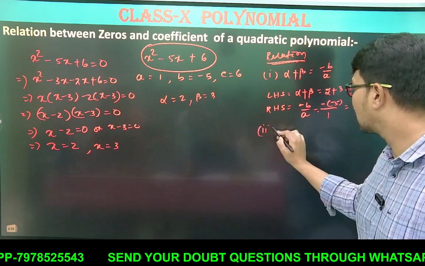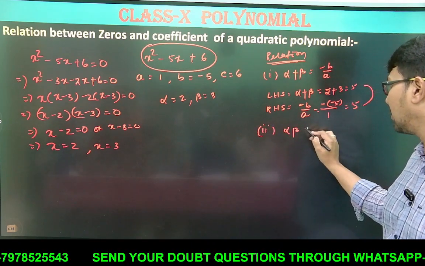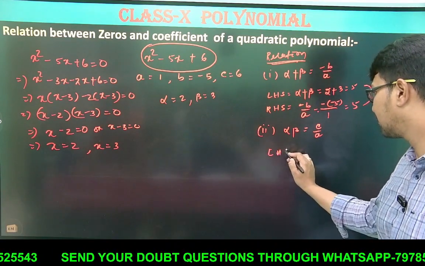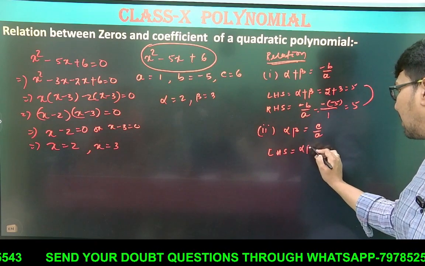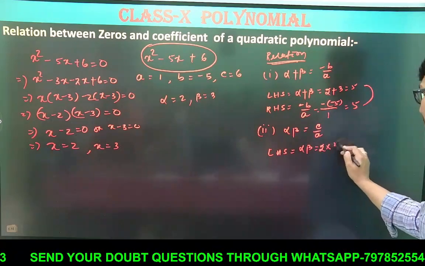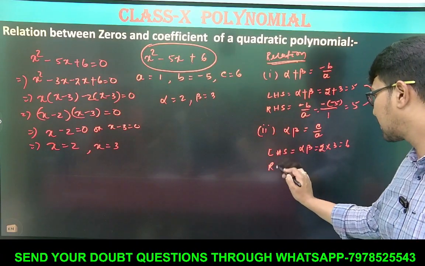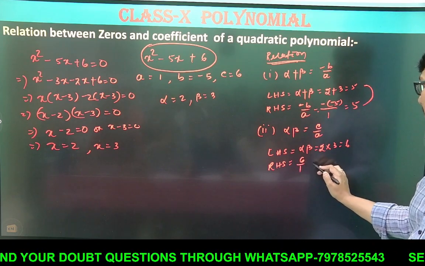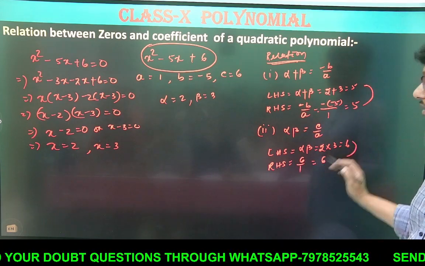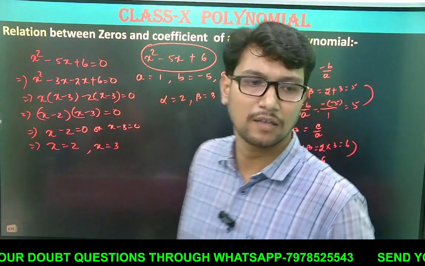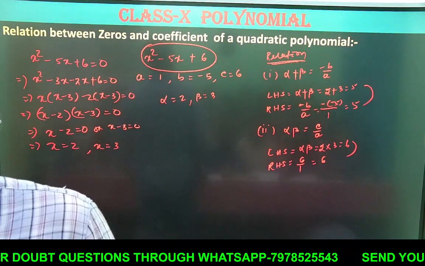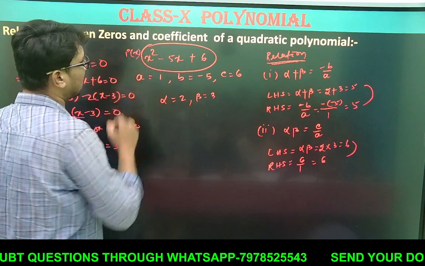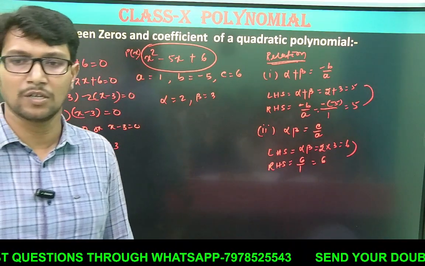Now next, the second relation: alpha into beta. LHS is 2 into 3. RHS is c by a, which is 6. So verified, LHS equals RHS, hence verified. Right? Clear? So what is the question? Find the zeros of p of x and verify the relation between zeros and coefficient. You have to solve up to this much.